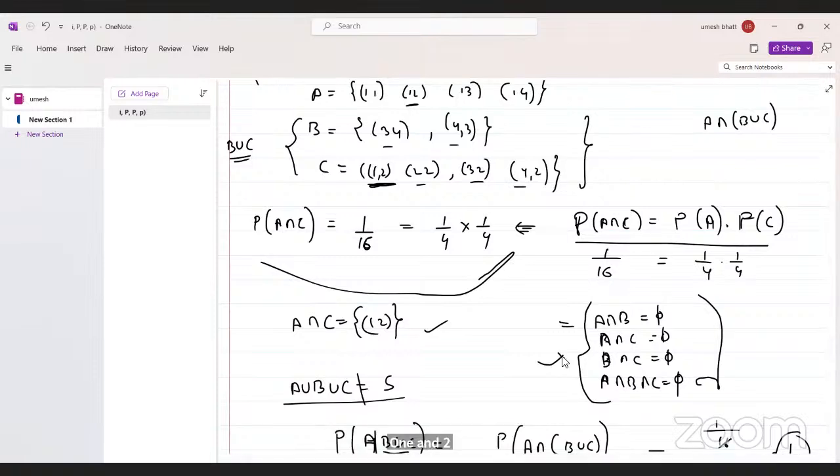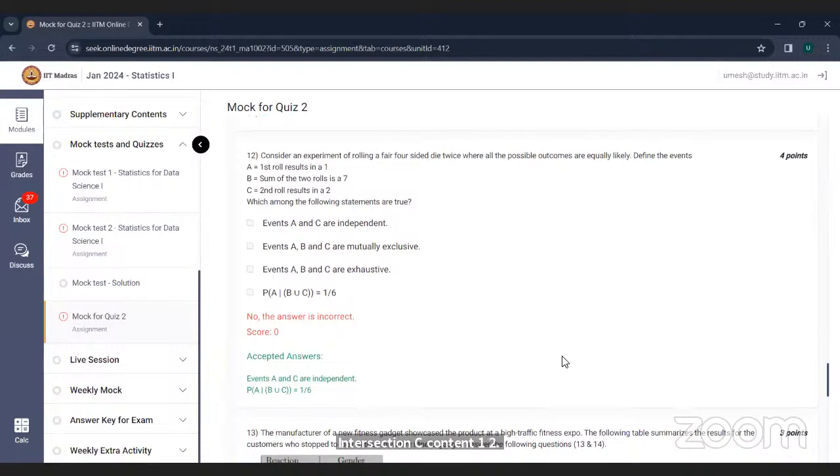Now what is the third condition? A, B, C are exhaustive. So what do you mean by this?